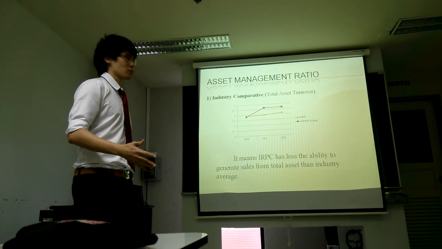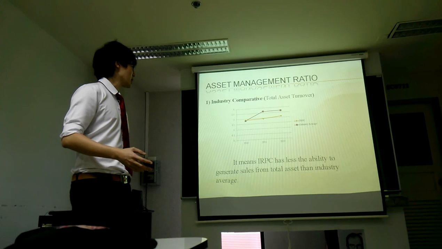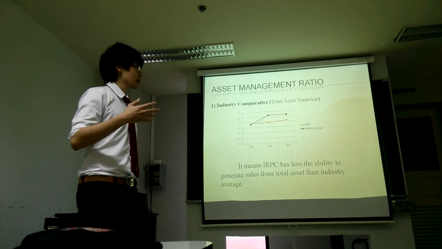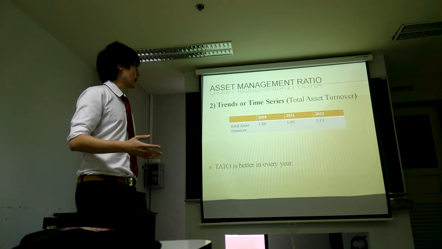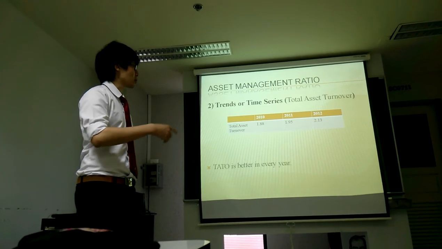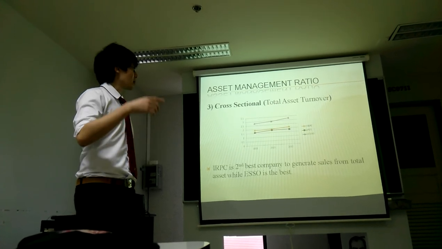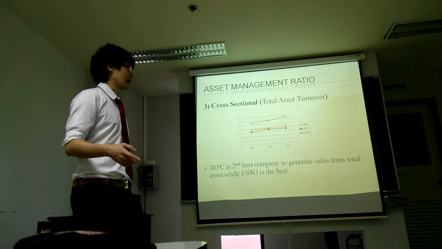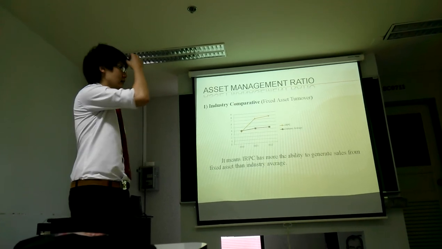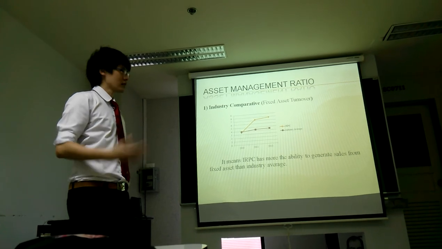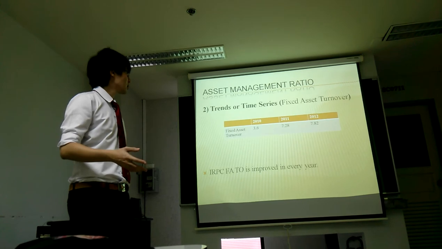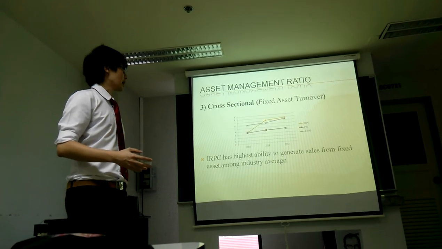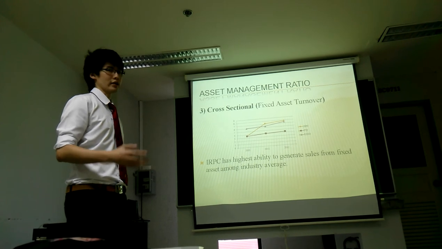For the asset management ratio, we begin with the total asset turnover, the ability of the company to generate sales from its total assets. As you can see, IRPC has a lower ability to convert them. But however, IRPC has more ability in this year. But when compared with the industry outlet, ESSO is the best one, IRPC is the second rank, and PTT is the worst. And the fixed asset turnover is how well the company generates sales from its fixed assets. IRPC is the best among the industry outlet, and it has more and more ability every year. And it is the best among PTT and ESSO.